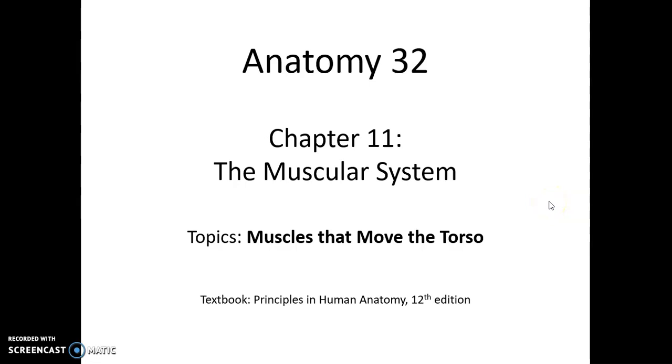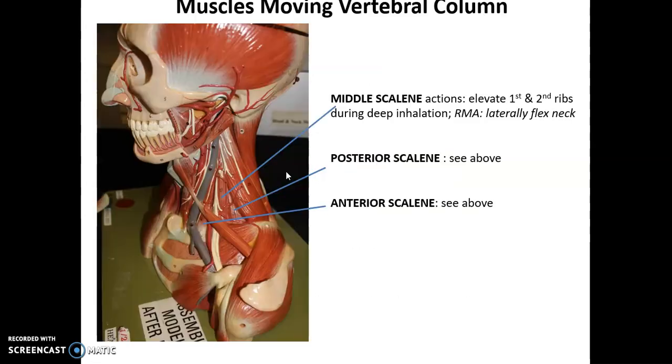Anatomy 32, Chapter 11, the Muscular System. Topics: muscles that move the torso.